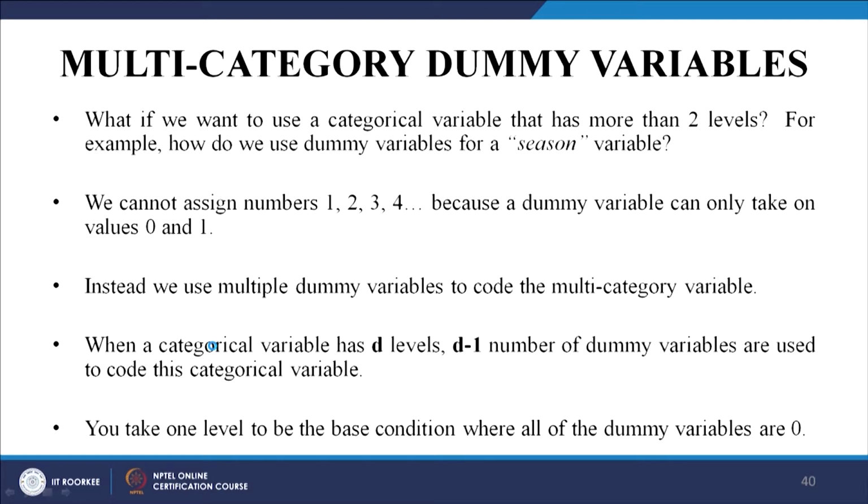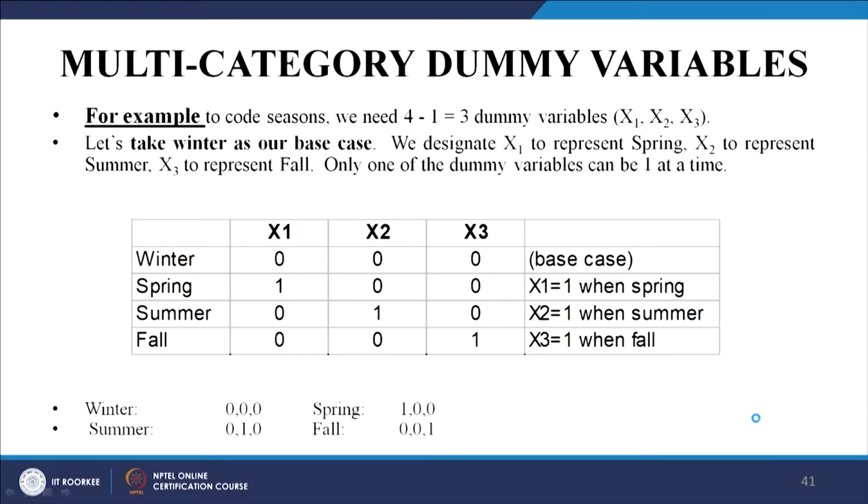Okay. Now, multi-category, when we have more than 2 levels, right. So, let us say for season, we cannot assign numbers 1, 2, 3, 4 because a dummy variable can only take 2 values, 0 and 1. So, instead we use multiple dummy variables to code it. Again the number of dummy variables will be k minus 1, or d minus 1, however you may show it. And for the base condition, take one level to be the base condition where all the dummy variables are 0. Okay. Now, let us see this.